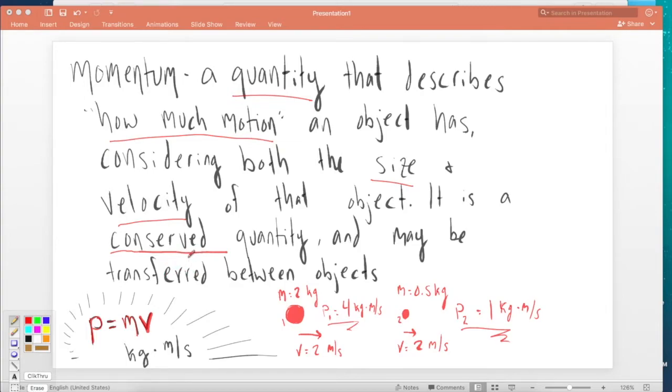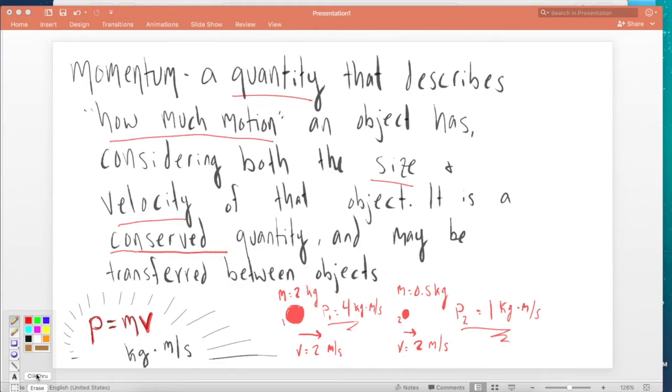Now you may be thinking this sounds a lot like energy. For those of you who've studied energy before, energy is not created or destroyed, it's conserved, and it's transferred between objects. And yeah, that's true. This is actually closely related to the idea of energy as well. So let's go on and be a little bit more specific about this whole conservation of momentum idea.